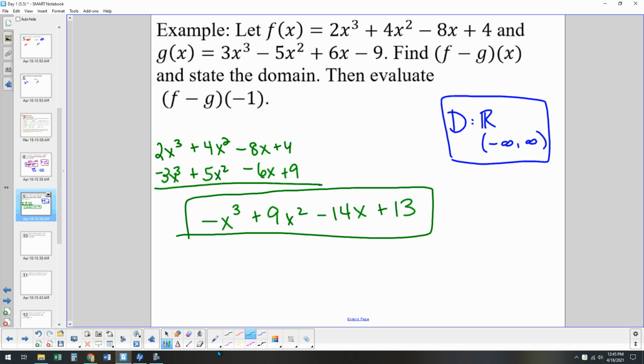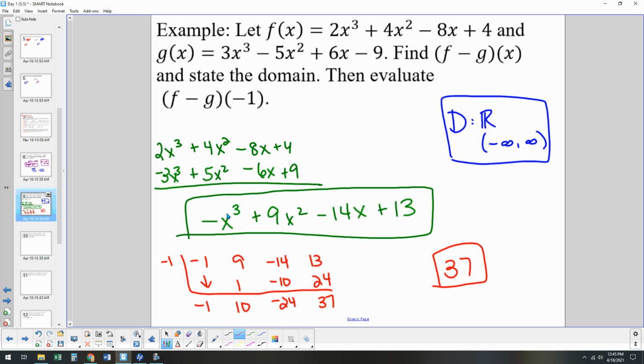And now I want to evaluate it when x is negative 1. So if you recall, we could evaluate using synthetic, right? Synthetic was where we took all the coefficients. Nothing stopping us from doing it this way, putting negative 1 on the outside. Or we could plug negative 1 in for every x. I really do love synthetic, so I'm just going to do it that way. And we get 37.